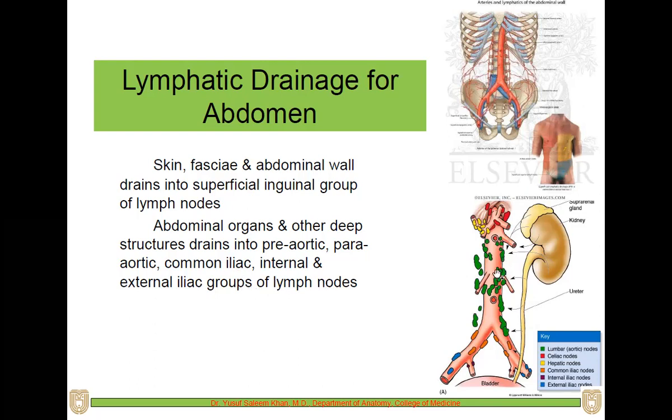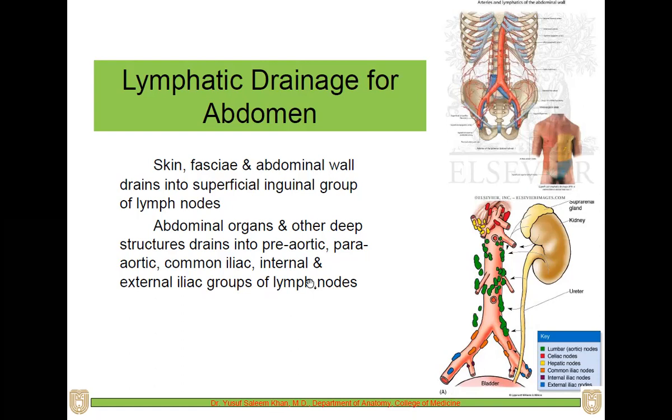So there are pre-aortic group of lymph nodes on top in front of the aorta, para-aortic group of lymph nodes on the sides of the aorta. Then the aorta divides into the common iliac artery. So there will be common iliac group of lymph nodes. Then the common iliac will divide into the external and internal iliac. So those groups of lymph nodes around that part of the arteries will be called the external and internal iliac group of lymph nodes.